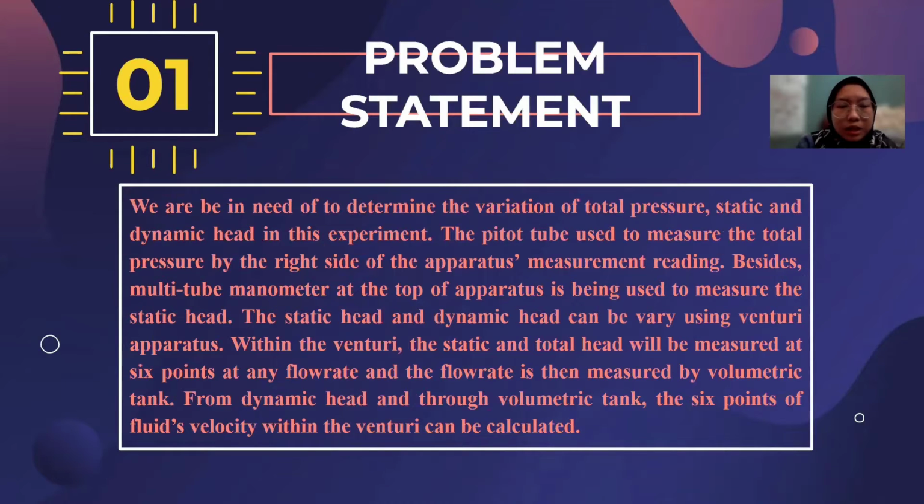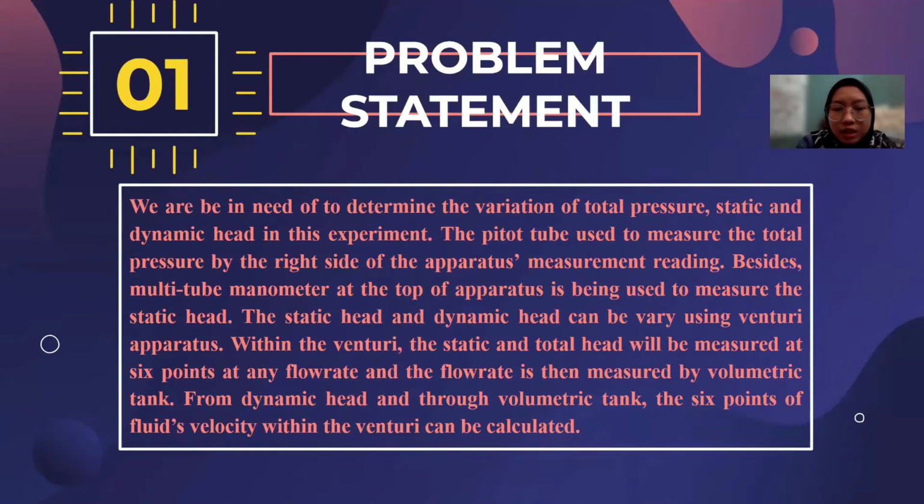The problem statement in this experiment is that we need to determine the variation of total pressure, static head, and dynamic head. The pitot tube is used to measure the total pressure, shown by the reading on the right side of the apparatus. Besides that, the multi-tube manometer at the top of the apparatus is used to measure the static head. The static head and dynamic head can be varied using the venturi apparatus.